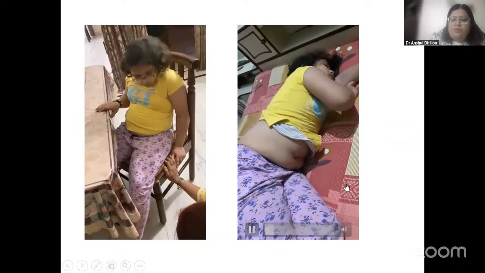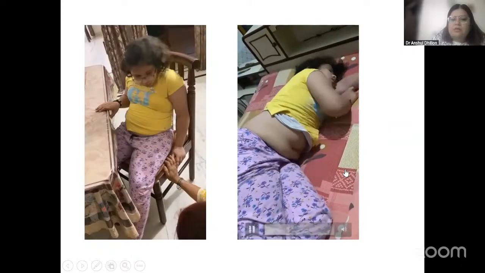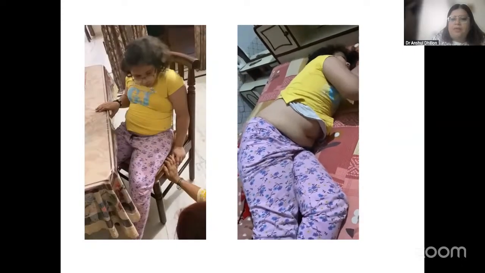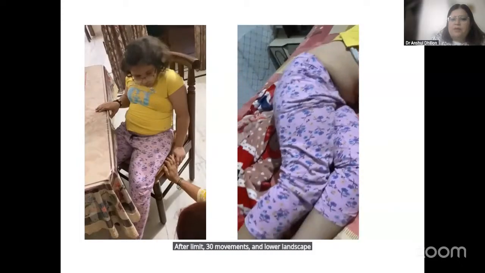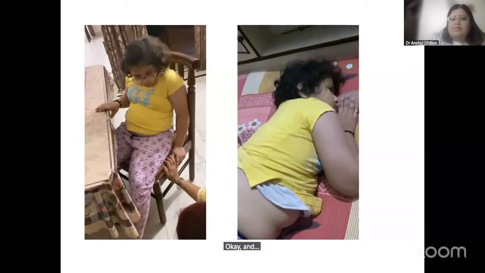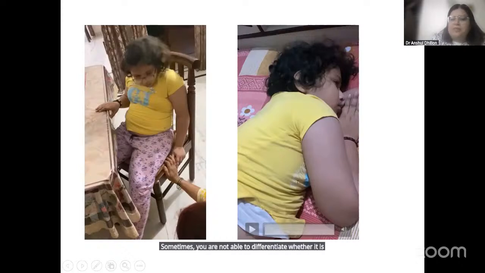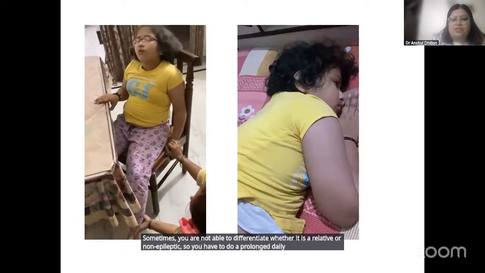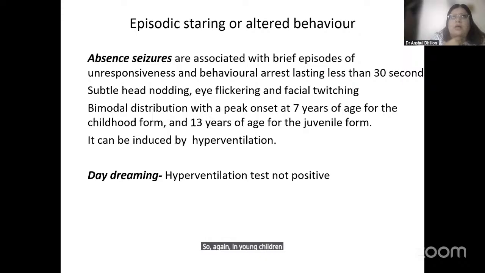So again, you see the movements here. Upper limb jerky movements, and lower limb hip thrusting, and the child is awake and has stopped. So sometimes you are not able to differentiate whether it is epileptic or non-epileptic, so you have to do a prolonged EEG to differentiate.